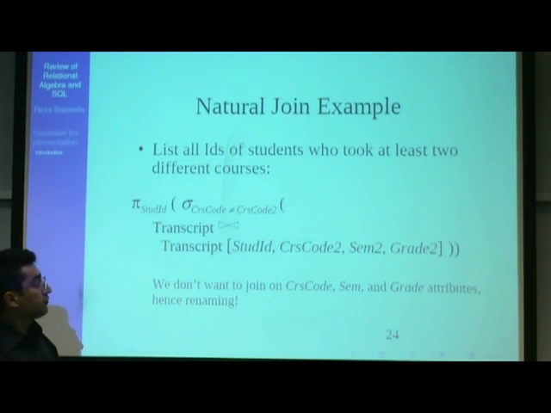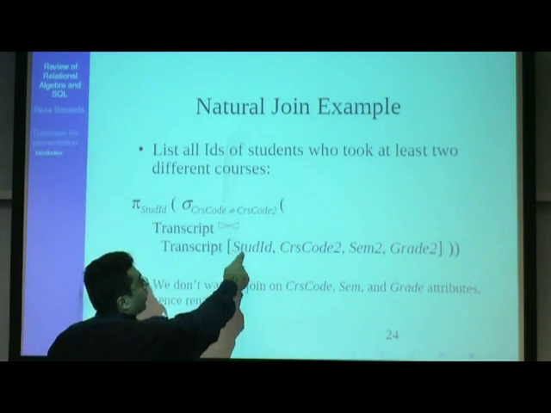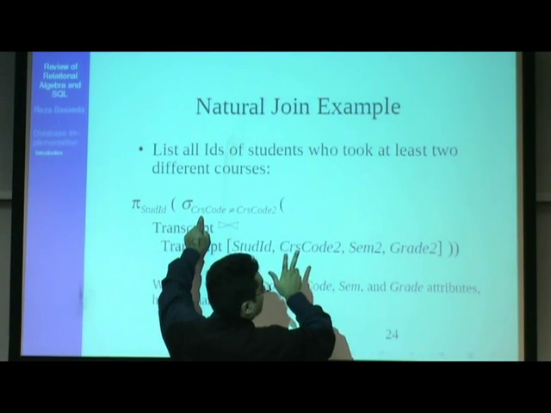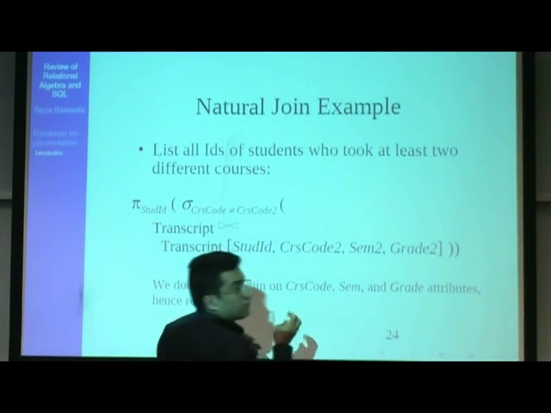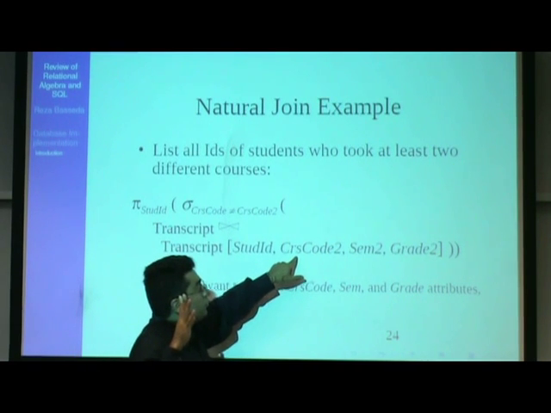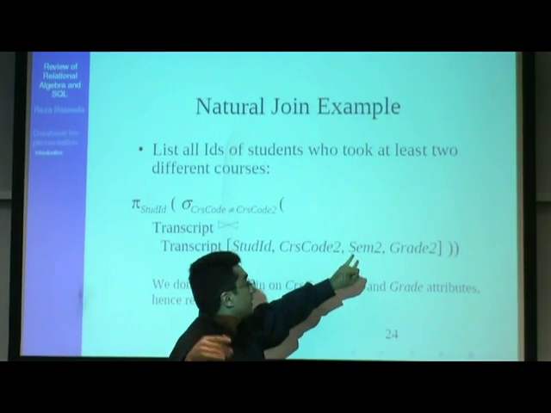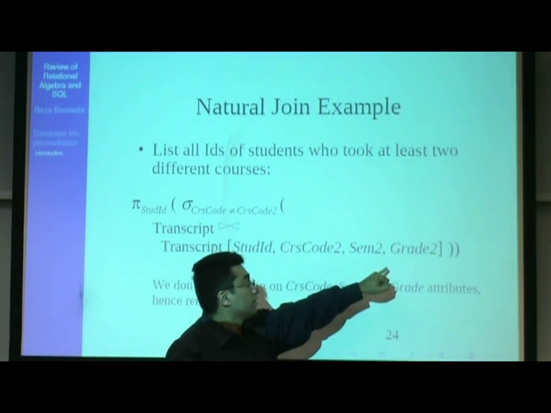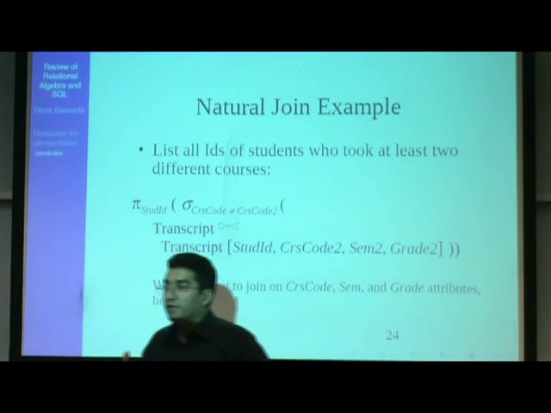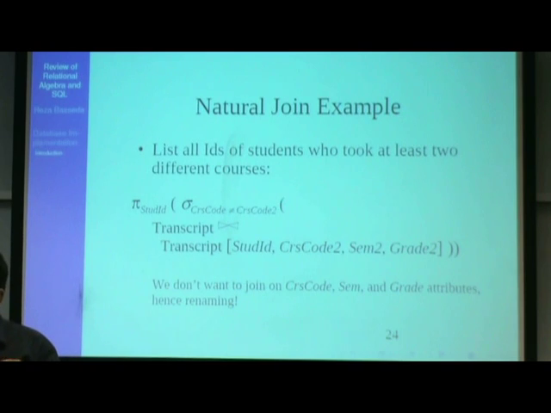Four columns. Are you sure? Or completely sure? It has one course code, semester, grade for course code 2, semester 2, course code, that's all. Grade 2. So this is it. We are renaming it, okay? From the point of view of the entries inside, they will be the same.